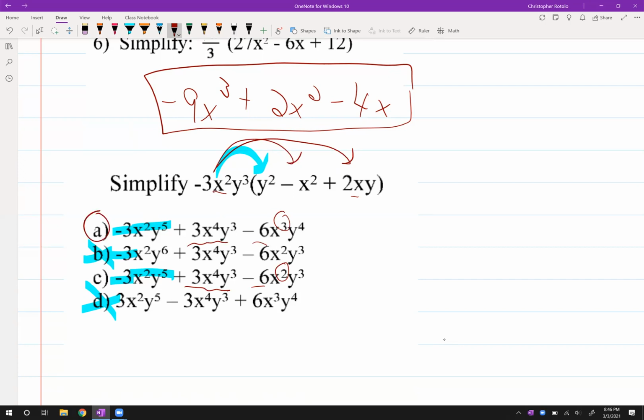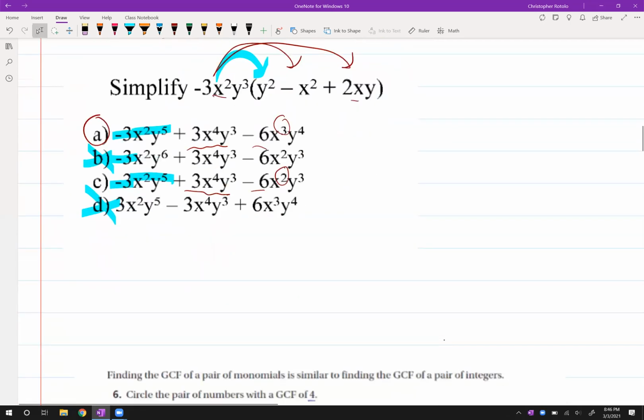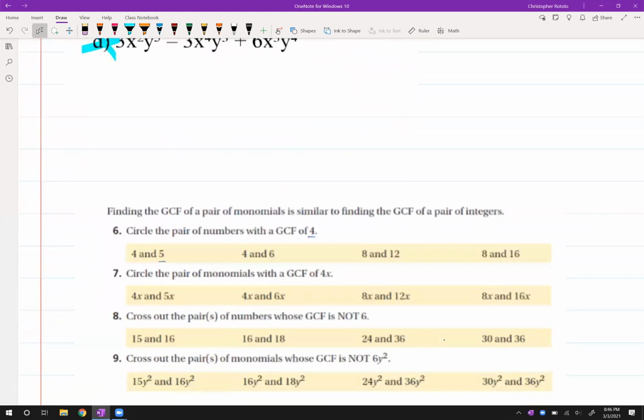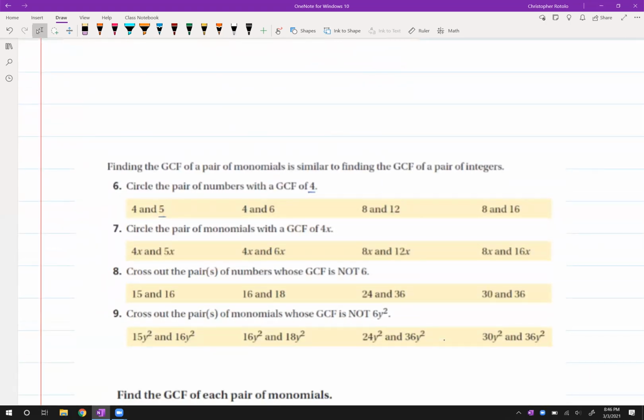So a lot of little details, signs, but you want to start to eliminate some choices and narrow down to what the difference really is. All right, so now we're going to work in reverse. We want to find the greatest common factor. All right, so greatest common factor.